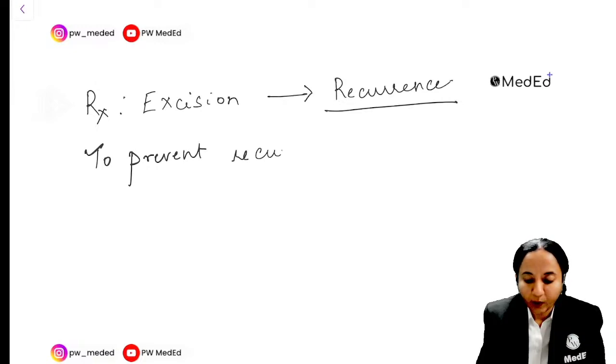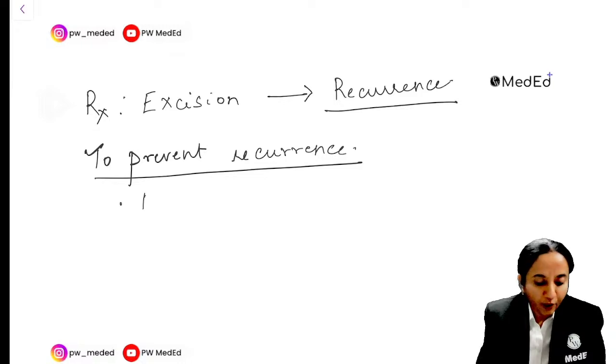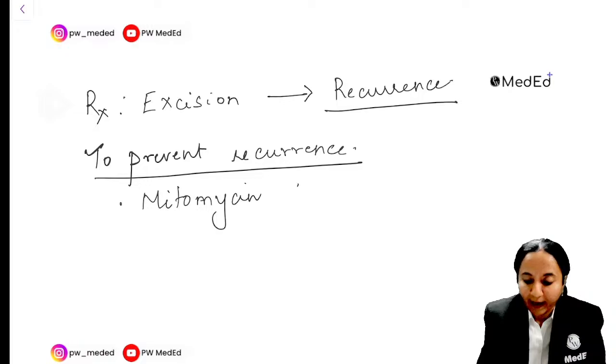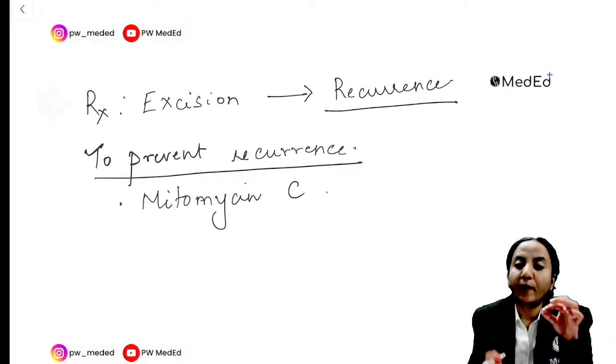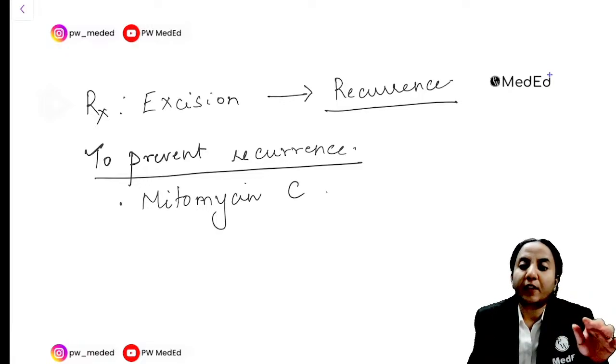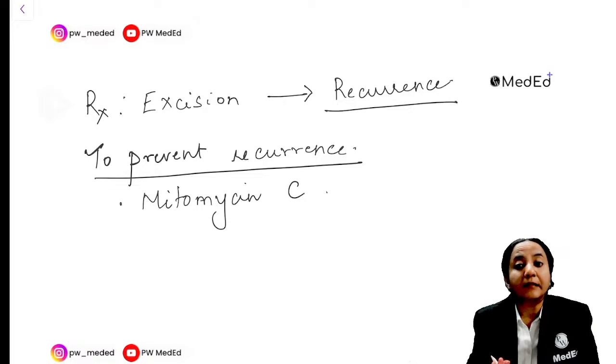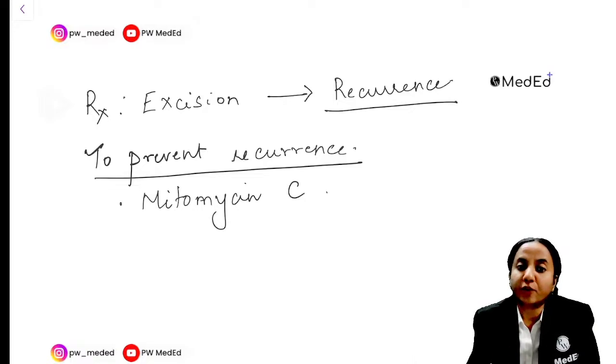What are the methods? One of the methods used here is application of mitomycin C to the bed of the pterygium after its excision. So you excise the pterygium and to the bed of the pterygium you apply mitomycin C. So mitomycin C application is one method.